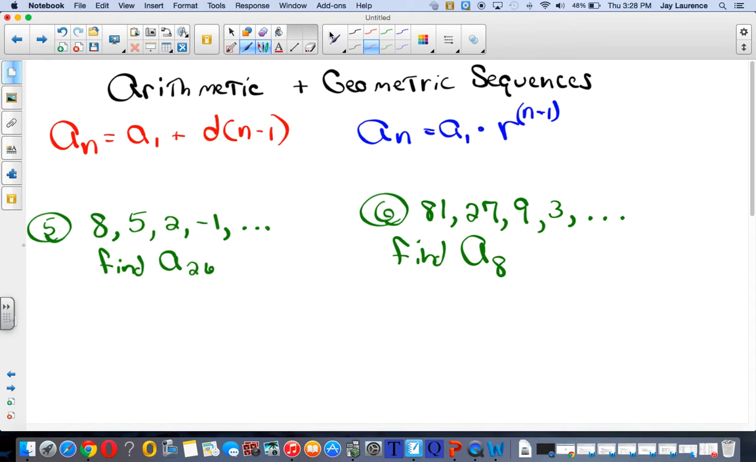Changing directions a little bit, arithmetic and geometric sequences. And you guys are getting really good at these. So I've got problems 5 and 6. If you'd like to pause the video and solve them both, that would be awesome. On problem 5, you're finding a of 26, and on problem 6, you're finding a of 8. So there's your equations, your formulas. All right, here comes my solution.